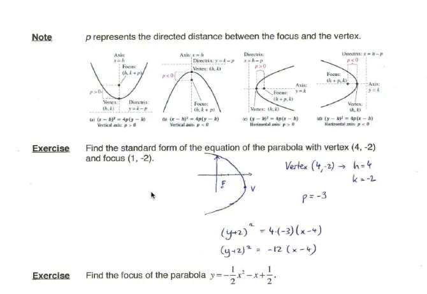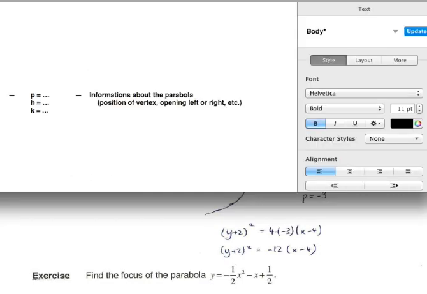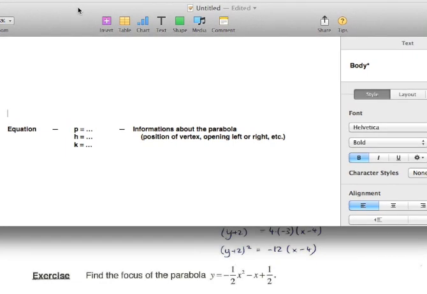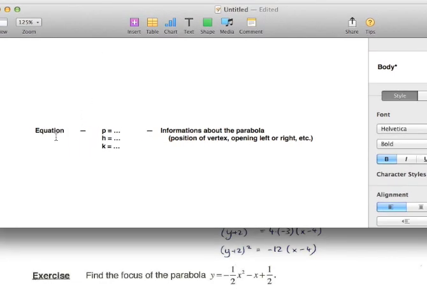When we solve exercises like we're going to do now, it's really useful to realize that we're always solving only 2 kinds of exercises. Either you are given an equation and then you need to find p, h, and k, and with that you're going to find information about the parabola. So let's say you are given a certain equation and the question is, what is the position of the vertex? You will go from the equation, find p, h, and k, and with p, h, and k you will find the position of the vertex.